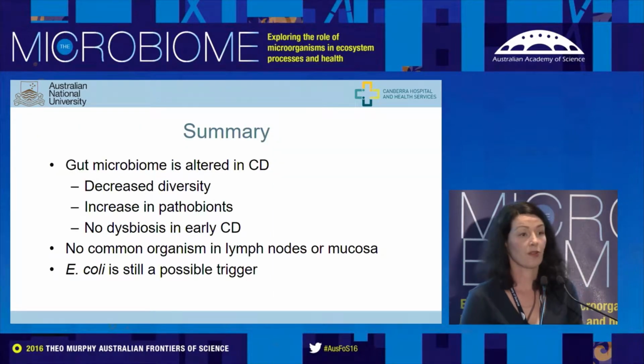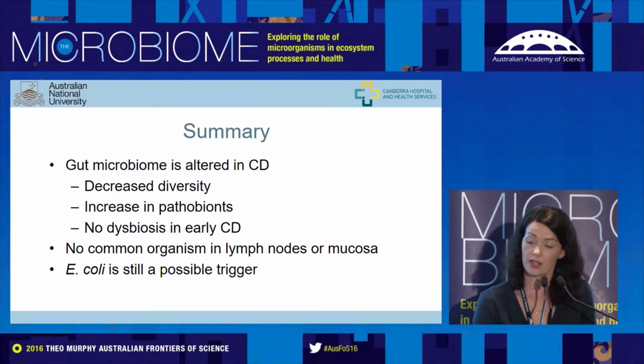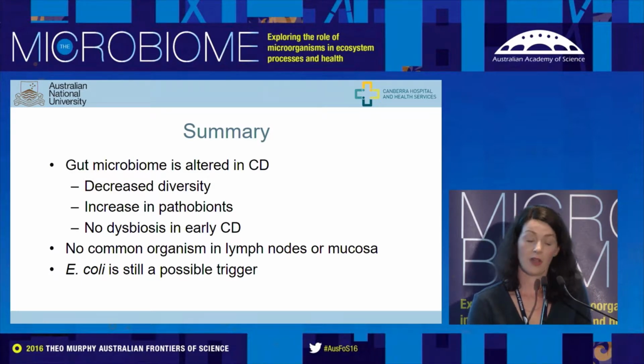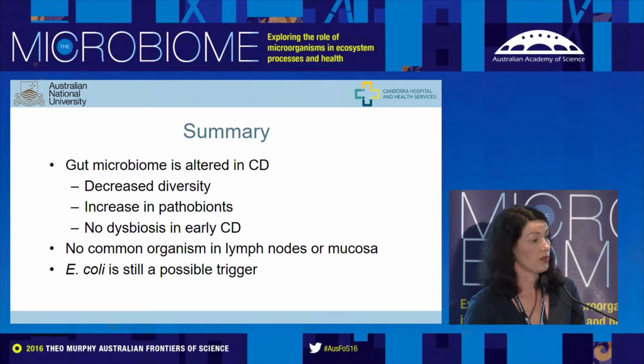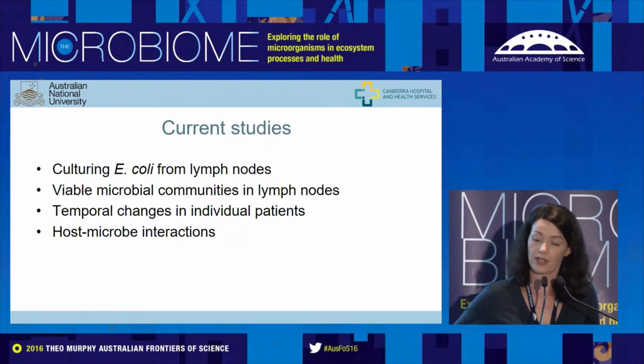So in summary, the gut microbiome is altered in Crohn's disease. It's characterised by decreased diversity and an increase in pathobionts. We see abnormal community structure in late-stage tissues, but not early-stage tissues. We don't identify common organisms in lymph nodes or mucosa, but E. coli is still a possible trigger.